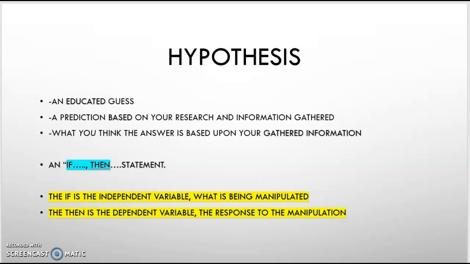So if you think about it, it kind of makes sense. That first part, you have to change something, right? So that's why that's the independent variable. And the last part of our hypothesis statement, the then, that's the outcome. So if you think about it, first you change something, and then you get the result. So that's another way that we can help remember the difference between the independent and dependent variables about where they are located in our hypothesis statements.